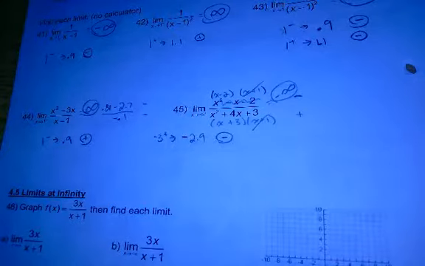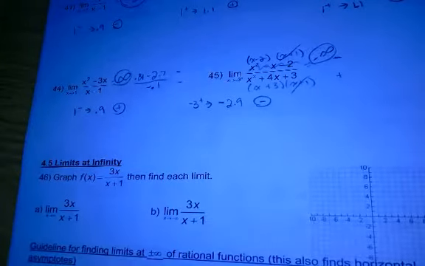So that's talking about vertical asymptotes. You get vertical asymptotes when you get either infinity or negative infinity as your answers, or does not exist.